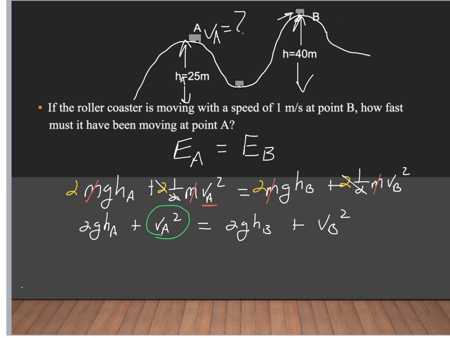This is the one we want to look for, so we just move everything to the other side. Okay, now this is 2gh_b, but we're going to subtract 2gh_a. So what's the same in both of those is the 2g. So we can just take those changes in heights and subtract them. And then add the square of the speed at v_b.